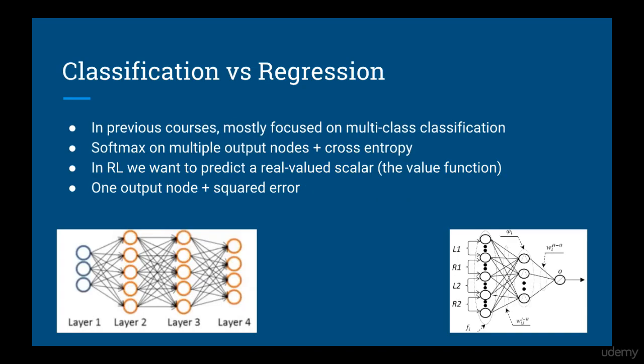In most of my previous courses, we focused on multi-class classification, where we had multiple output nodes and performed softmax at the final layer so that each output node could be interpreted as the probability of the input belonging to a class. As you know, in reinforcement learning, we want to do regression on a real-valued scalar to predict the value function. That means instead of having multiple output nodes, we'll have just one output node, and instead of using cross-entropy error, we'll use squared error.